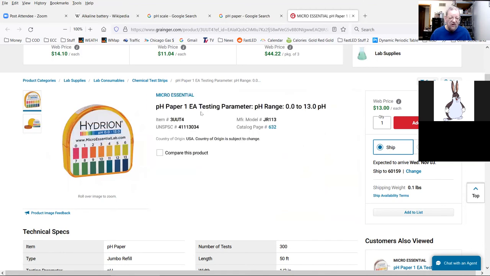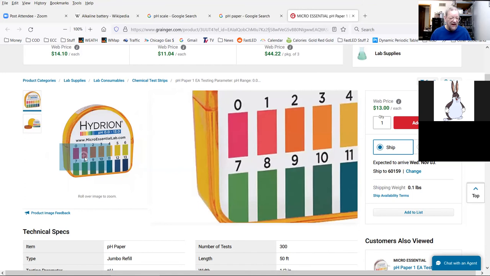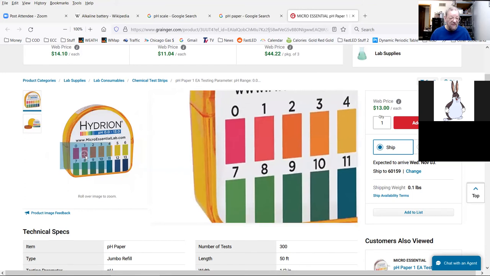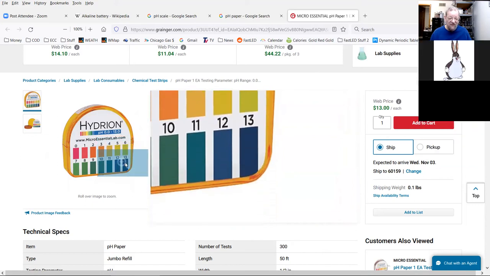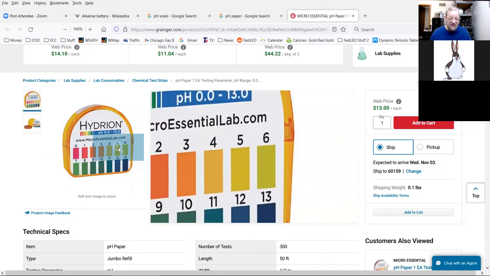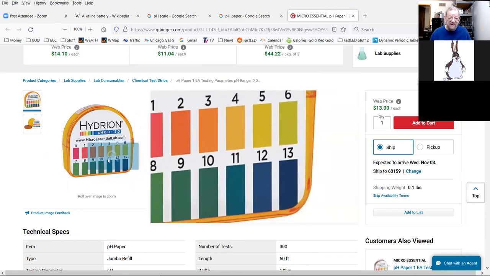And afterward, you put the solution to test. And if it's this color like zero, that's pH zero. If it's the color sort of a greenish color, light green, is six. If it's dark blue, it's 4.13 or higher. And this is how you can quickly measure pH.